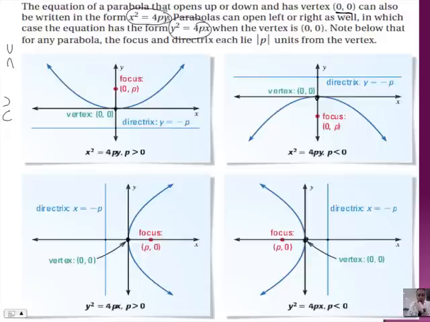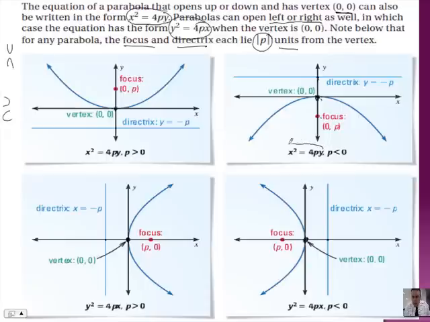Can also be written in this form or this form. So parabolas left or right, if it's this form, y squared equals something x. Any parabola below, the focus and directrix each lie p units from the vertex. So from here to here is p units, from here to here is p units. Technically it's the absolute value of p. So if p is negative, it's, you know, positive, right? So that's all you can get from this one.